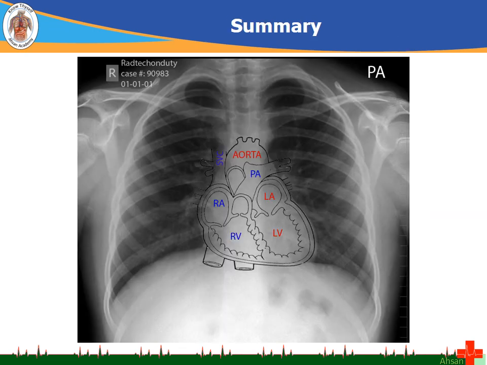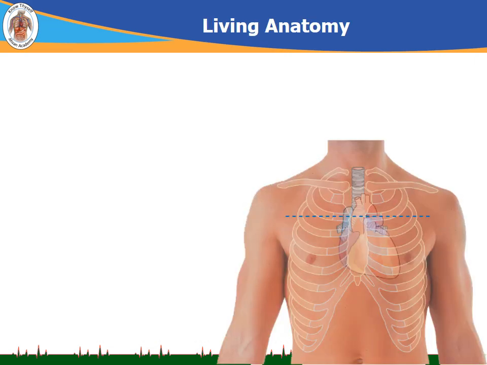Let us go for the summary. You can see this X-ray film and the cardiac shadow, and easily we can say the left border of the heart is formed by the aortic knob, then pulmonary conus, left atrium, and left ventricle. On the other side, the superior vena cava and the right atrium mostly form the right border of the cardiac shadow.